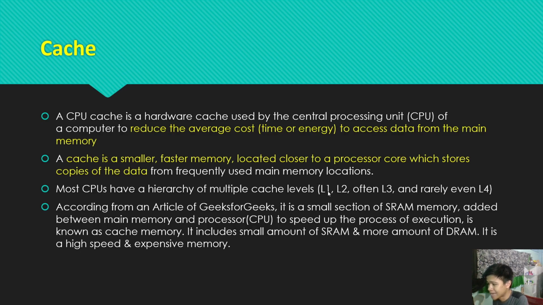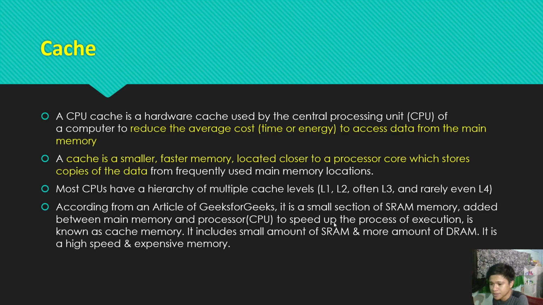Here we have the fastest but the smallest in terms of size, and then we have a little bit larger but slower in terms of speed. So we have the largest one, which is the L4, but in terms of speed, this is the slowest one.